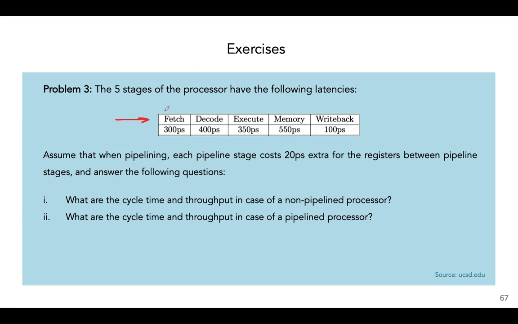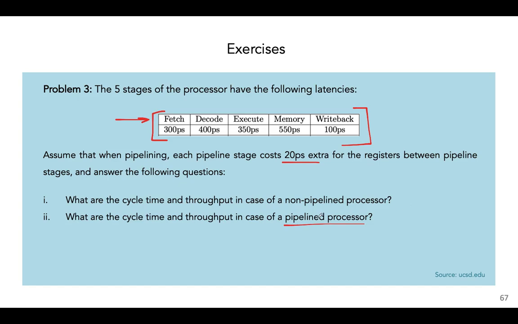So these are the delays of these stages, plus there is some kind of delay for all the registers that are involved in the pipeline. And now you have to answer the following questions based on all of this information. First, what are the cycle time and throughput in case of a non-pipelined processor? If these stages were supposed to be executed in a non-pipelined manner, what would be the cycle time and throughput? And what would be the cycle time and throughput if a pipelined processor was used? So again, the same stages, but now pipelining will be used. So you have to find the cycle time and the throughput in each of these cases.